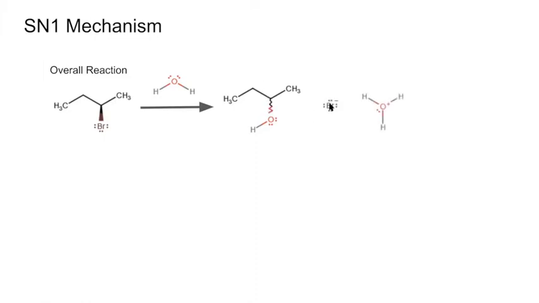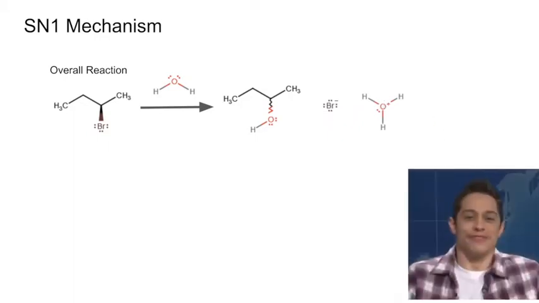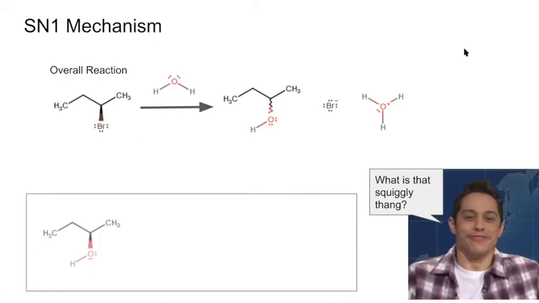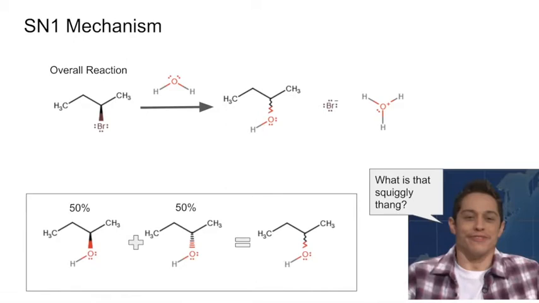And then our leaving group came off and we get hydronium. So what is that squiggly thing? Here it is. So it's these two products, like I said. An equal amount means they're enantiomers, equal amount, racemic mixture, achiral.